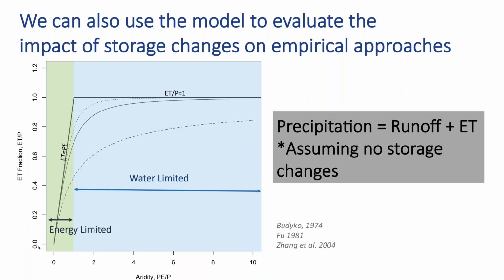Budyko showed that if you look at this for really large basins, greater than 100,000 square kilometers, over long time periods where the no storage assumption is more valid, the relationship between ET and aridity follows this really predictable curve. That's really useful because it indicates that if you had things like precipitation and runoff, which are easier to measure, you could make estimates for ET.